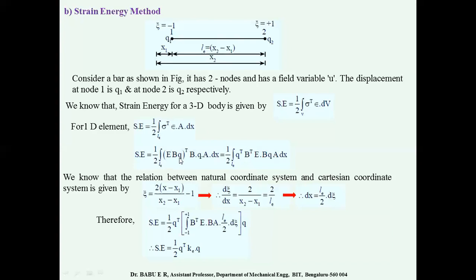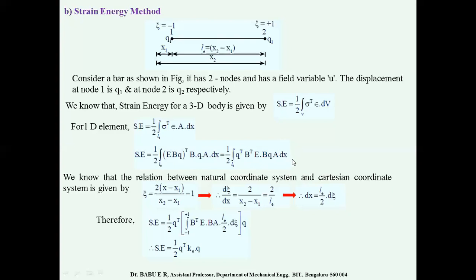Sigma is nothing but E B Q, which we derived in the strain displacement matrix, transposed. Strain is B into Q. So the strain energy equals half times the line integral of, since E is a constant so transpose is not applicable, B transpose Q transpose into E, B Q, into A dx. Now this is in the Cartesian coordinate system.